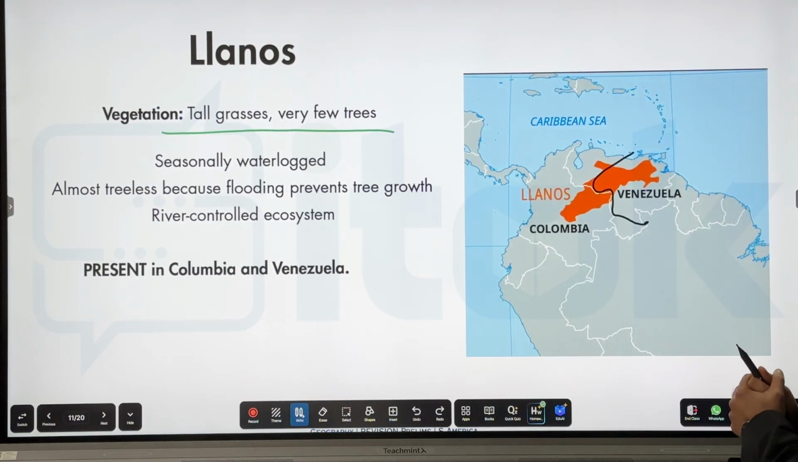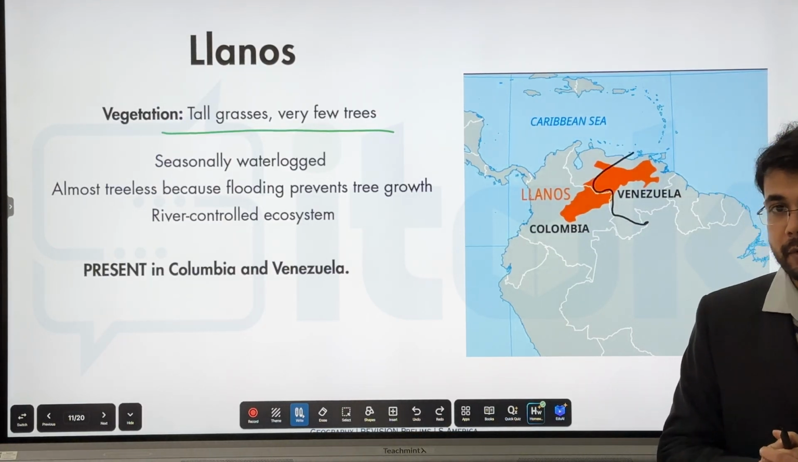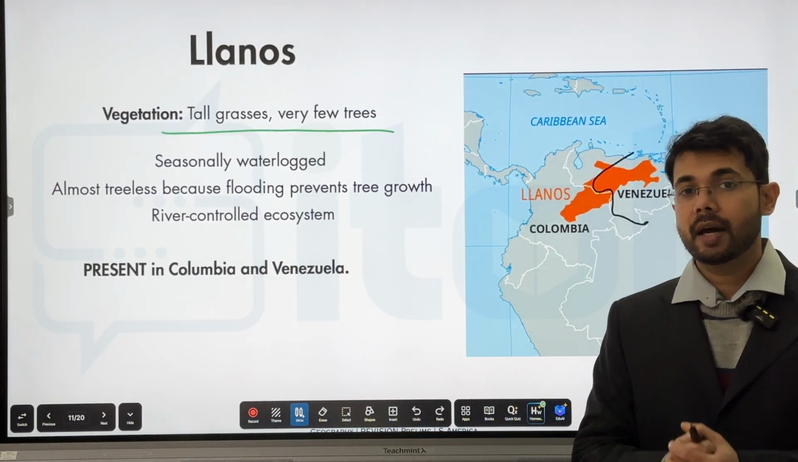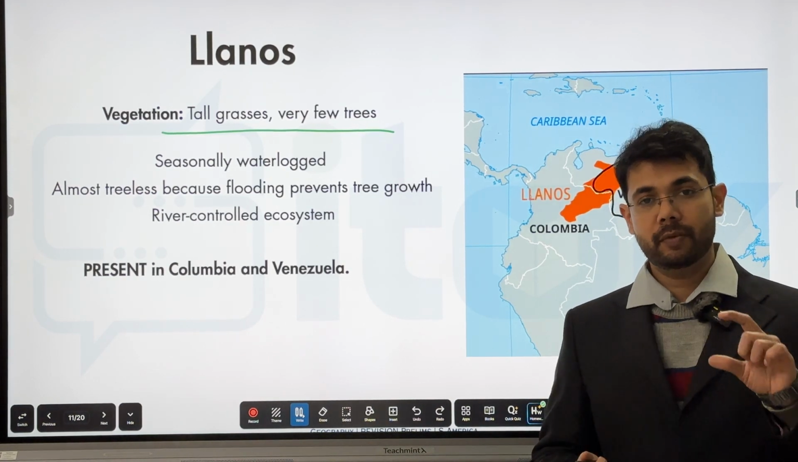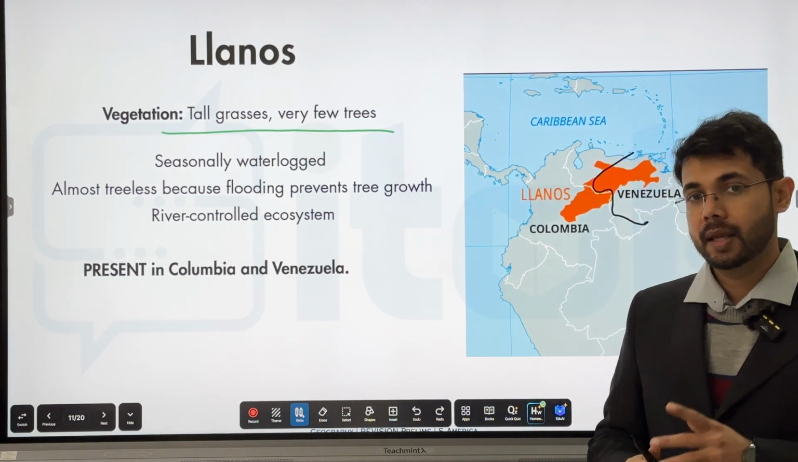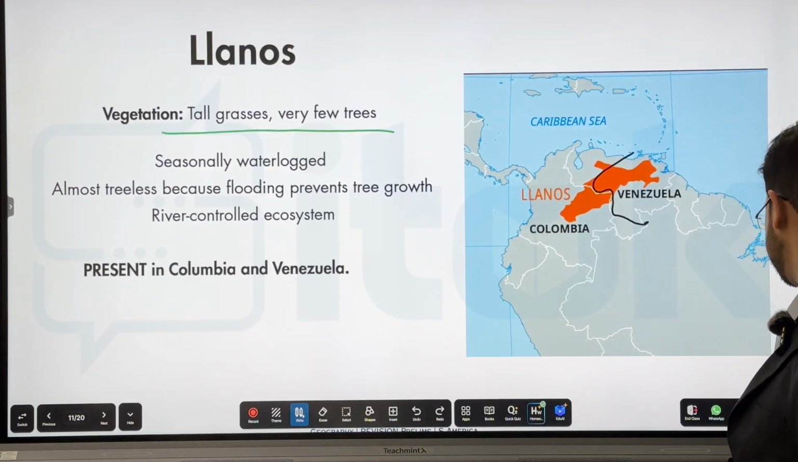So this Llanos grasslands is treeless because flooding prevents tree growth. Remember this. Llanos is treeless because flooding prevents growth, and of course it falls in the perfect boundary to form grasslands. Now, why am I telling you to remember this?